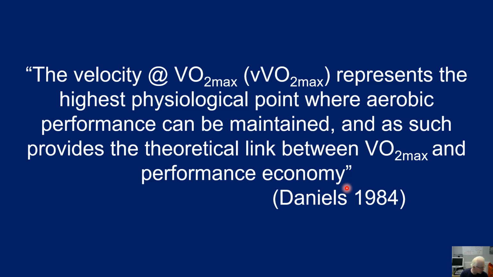Earlier on, we showed a schematic from Daniels and Daniels where they showed the submaximal responses to exercise, that is the economy, and then they did an extrapolation back to the VO2 line, and they predicted what's called the velocity at VO2 max. This is something that Daniels first proposed in 1984, and it's perhaps not seen as much interest as it really should have done. But he states this: the velocity at VO2 max represents the highest physiological point where aerobic performance can be maintained, and as such provides the theoretical link between VO2 max and performance economy.